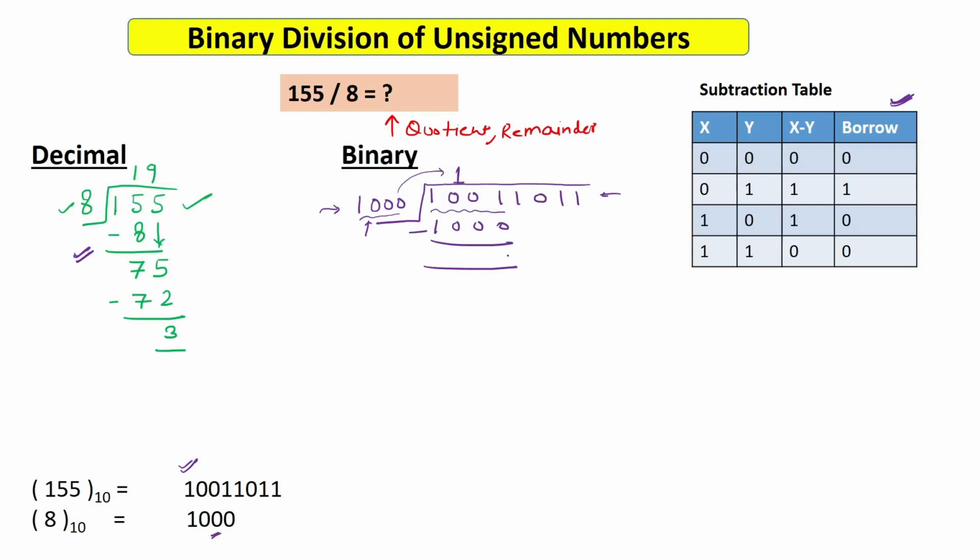So 1 minus 0 will be 1, then this will be 0, and 1 minus 1 will be 0. Here you have to remember one thing: you have to take these 3 bits for the further operation, and you can ignore this 0. If the number is of 4 bits, you can simply ignore the last bit and take these 001 for the further answer.